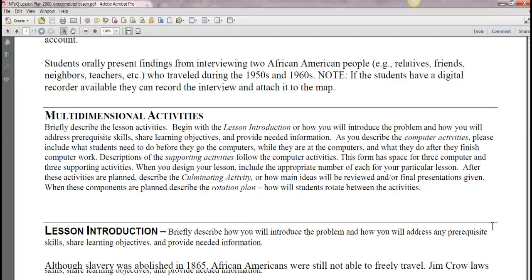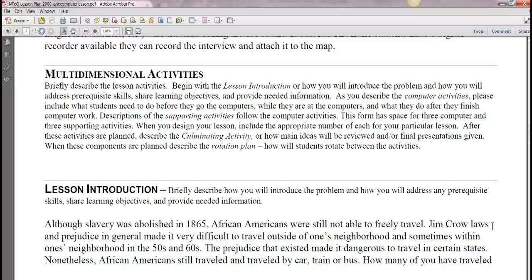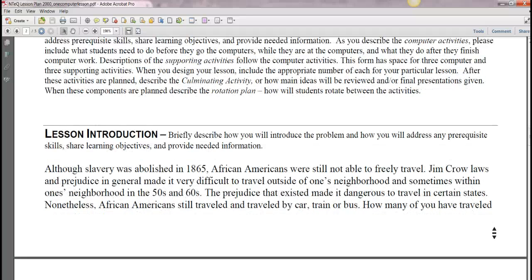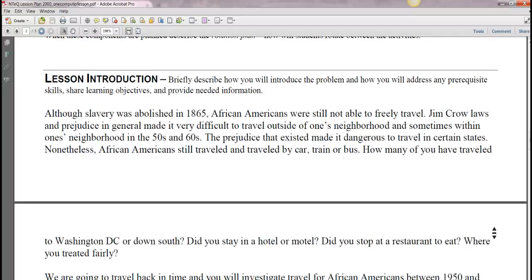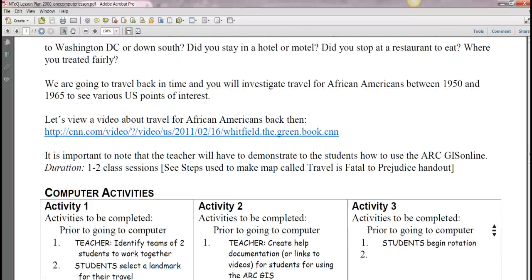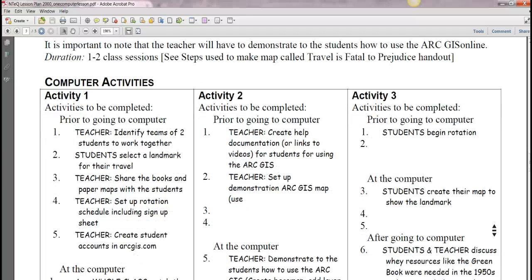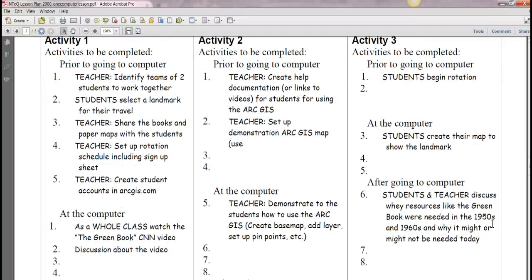And here the multidimensional activities basically includes the lesson introduction, the supporting activities, the computer activities, the culminating activity, and whatever the rotation plan might be. And so you'll see all of that information here. The computer activities are listed. It identifies what the teacher or educator is doing, as well as what the learners are doing.